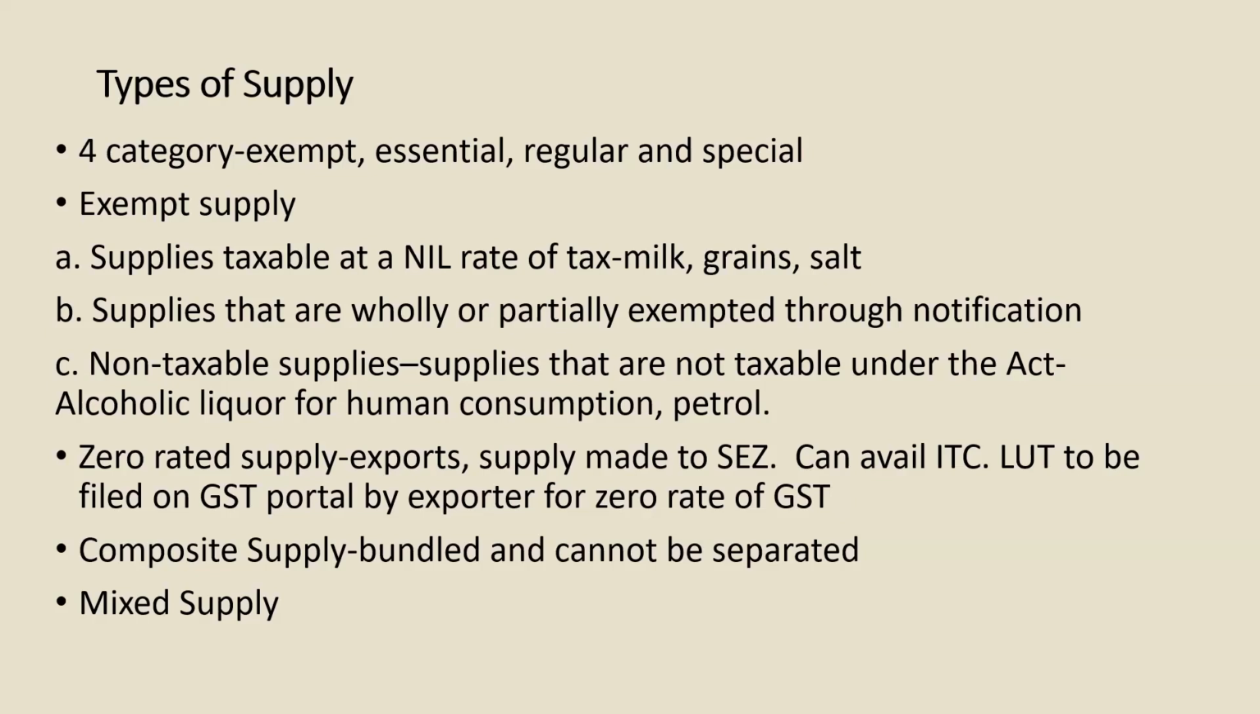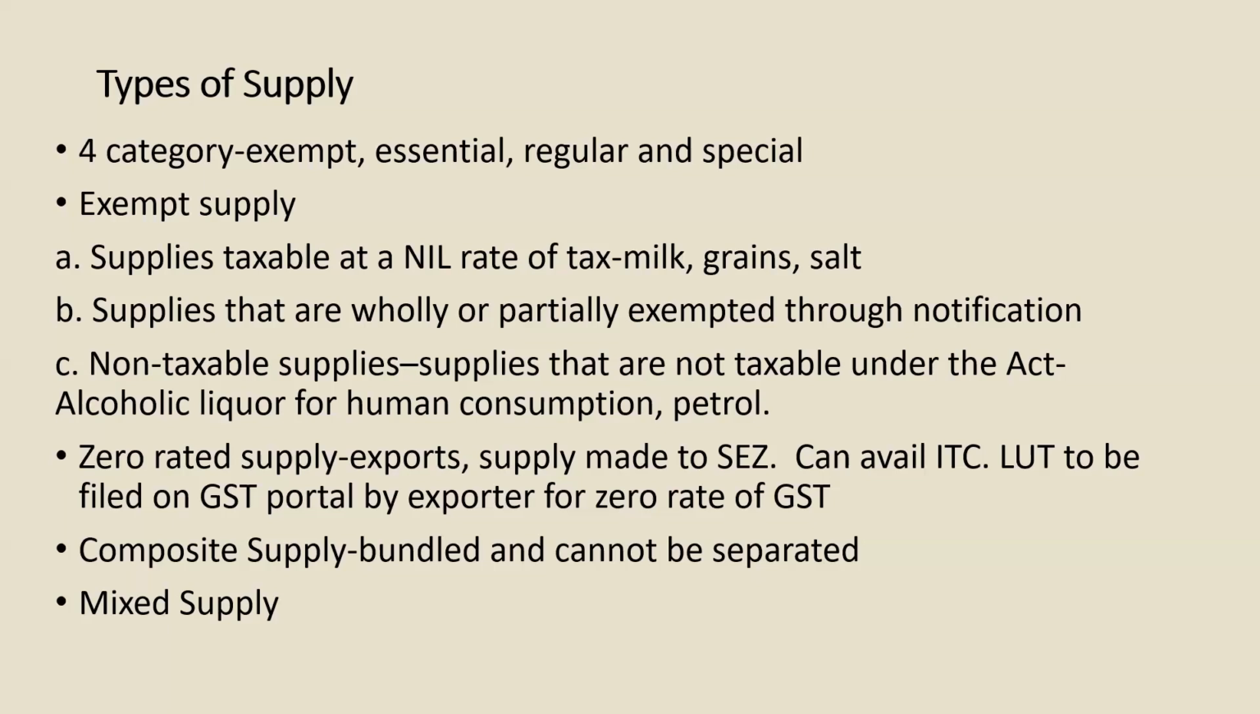Supplies that are wholly or partially exempt through notification. Now, the notification might not fully exempt certain services or certain activities, as you might call it, wholly or partially. Supplies taxable at nil rate, where there is nil rate of taxation. Supplies which are non-taxable because they are not covered under the GST Act. Okay, alcohol for human consumption and petrol are still not covered under GST. So this is what is called exempt supply, which also includes supply exempted under notification 12/2017.